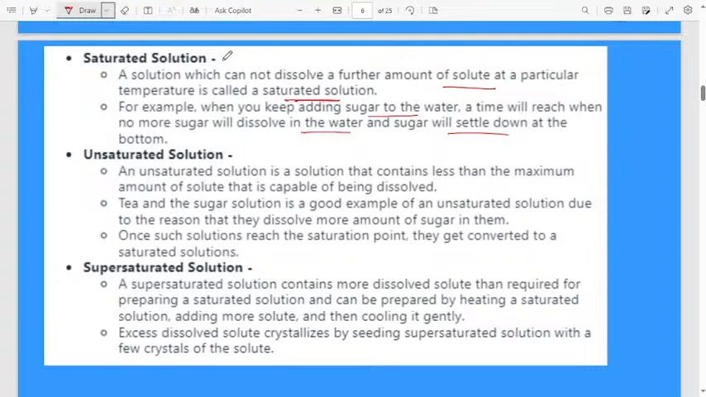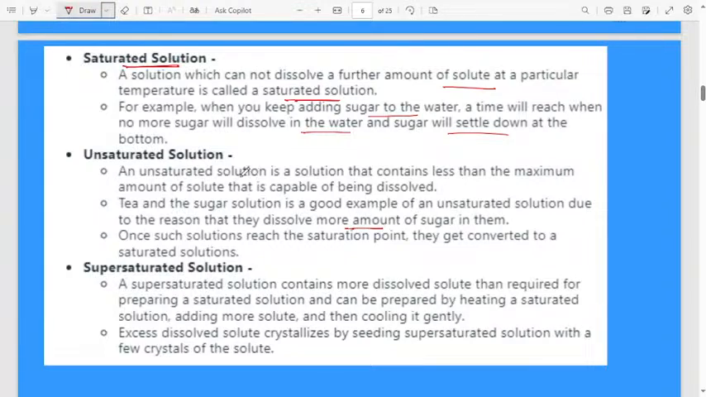Here, without heating, when you heat, the extra amount of sugar will also get dissolved. But this saturated solution, without heating, otherwise we will consider at ordinary temperature. Then the unsaturated solution. An unsaturated solution is a solution that contains less than the maximum amount of solute that is capable of being dissolved. Tea and sugar solution is a good example of an unsaturated solution, due to the reason that they dissolve more sugar in them.